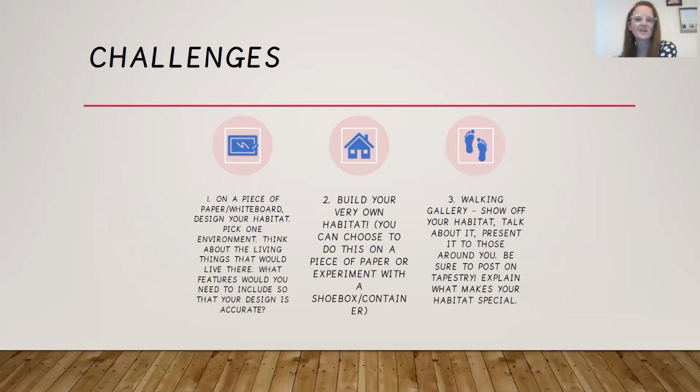So your challenges today are as follows. On a piece of paper or whiteboard, design your habitat. Pick one of the environments that we've discussed and think about the living things that would live there. What features would you need to include so that your design is accurate? What could go into it? And then you're going to build your own habitat. You can choose to do this on a piece of paper, or you could experiment with using some kind of container or box or glass jar to create this habitat.